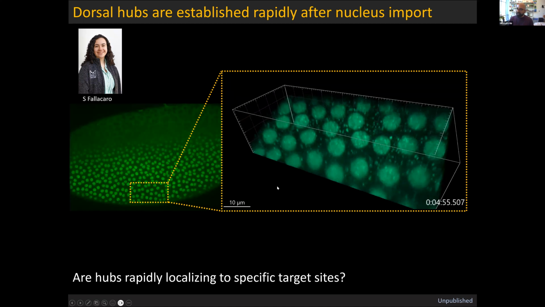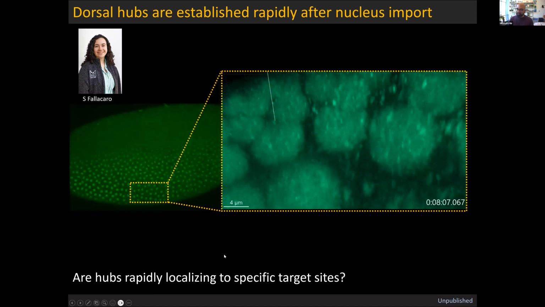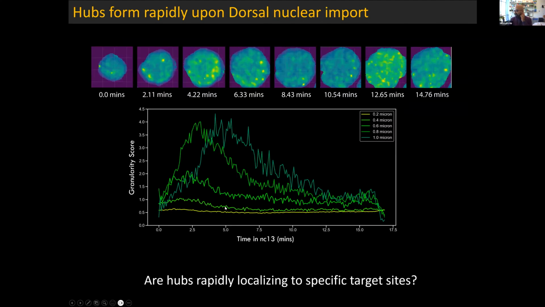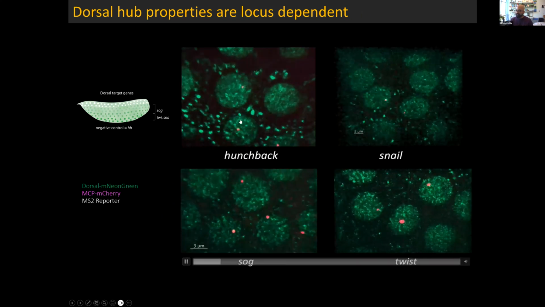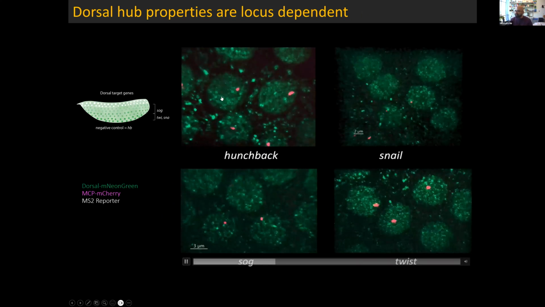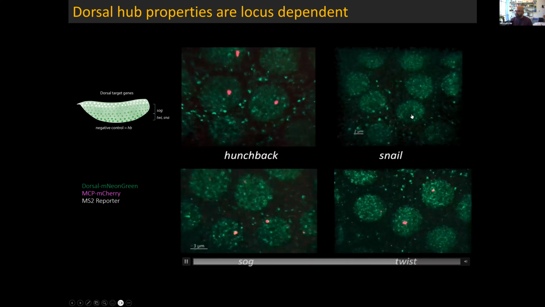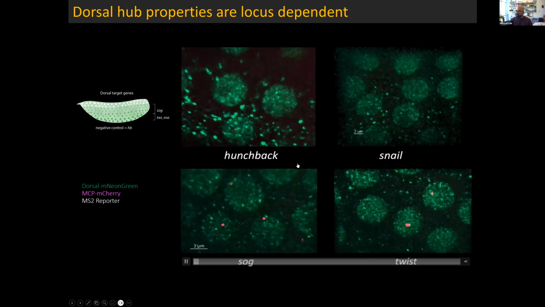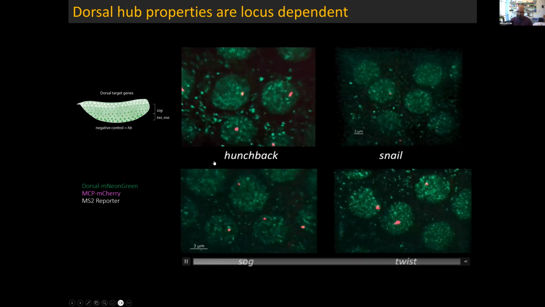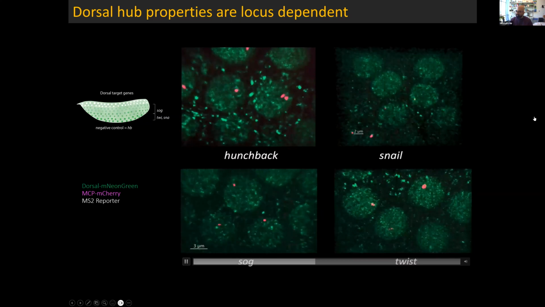So S asked, are these hubs localizing to their specific target sites? So first, they characterized how the hub formation is occurring. And they found that the hubs begin to form very soon after the protein enters the nucleus. And then by using this MS2 system that we just discussed at different target genes, S observed that these hub properties are different at different dorsal targets. And in this case, we use hunchback as a negative control because dorsal is not supposed to regulate its activity.